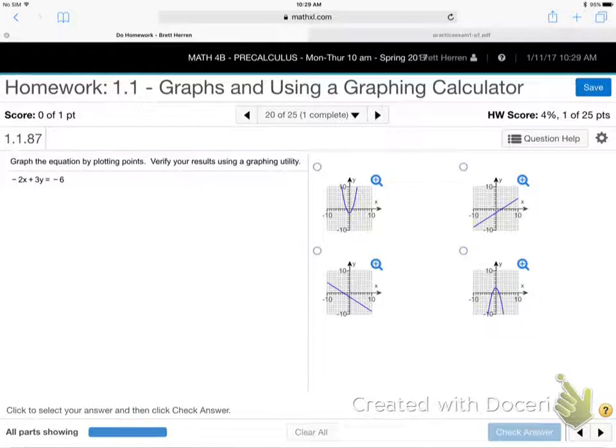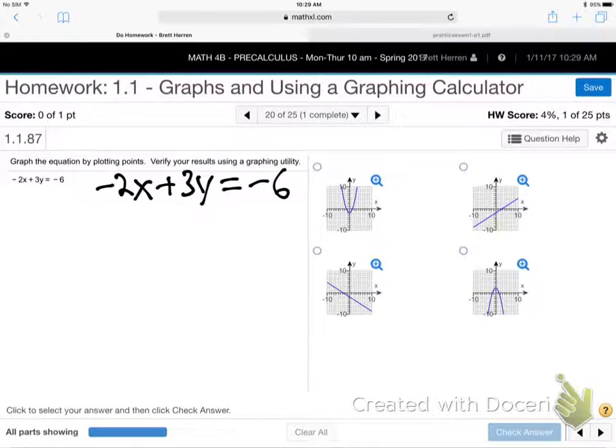All right. So they're giving me this. They want me to graph the equation by plotting points. So minus 2x plus 3y is negative 6. What would you do if you were given this question on a test? They asked you to graph the line.